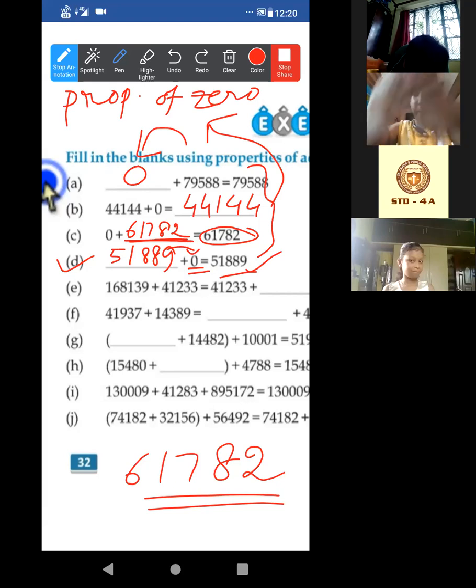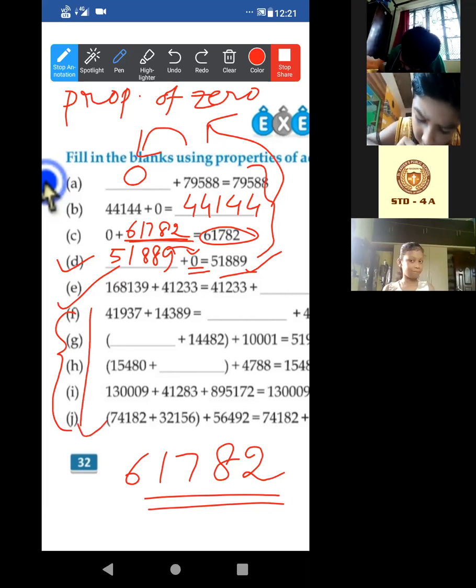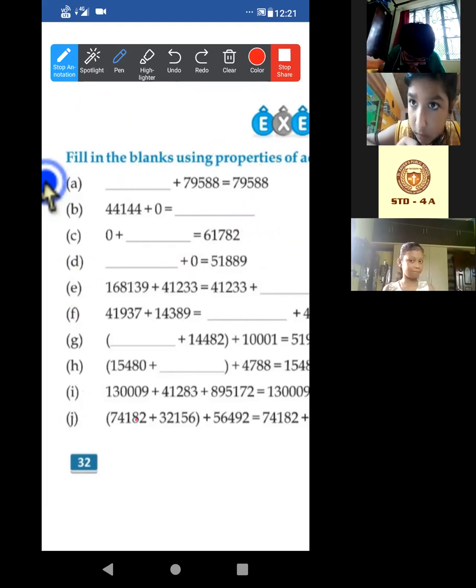Okay, number E. Now let me move for number E. Today I'll do only up to E. Then F, G, H, I, J, these 5 questions, tomorrow I'll complete within 2 or 3 minutes. After that, I'll start the next exercise. Now, number E.